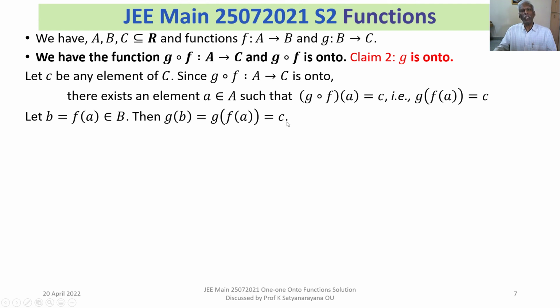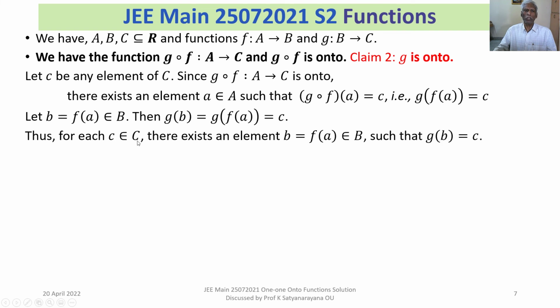So thus we have found a pre-image, that is, for this c belonging to capital C, we have found a pre-image small b in capital B. So thus for each small c belonging to capital C, there exists an element b equal to f of a that belongs to B such that g of b is equal to c. This shows that g is onto.